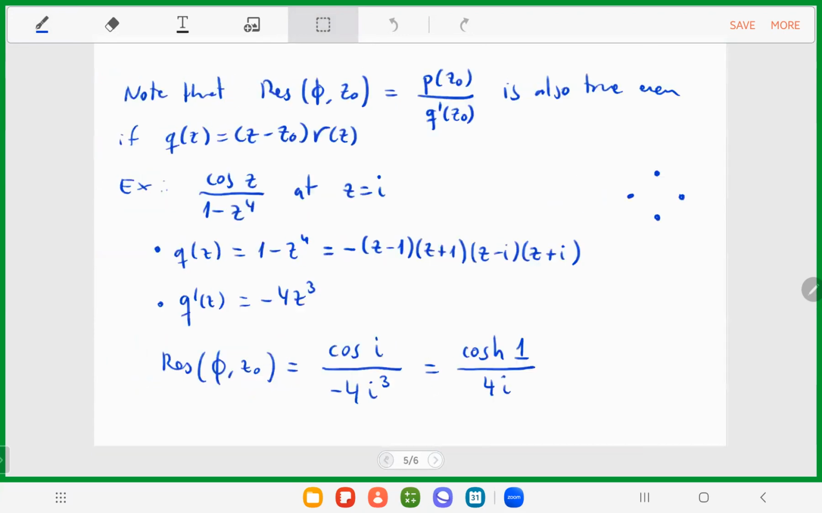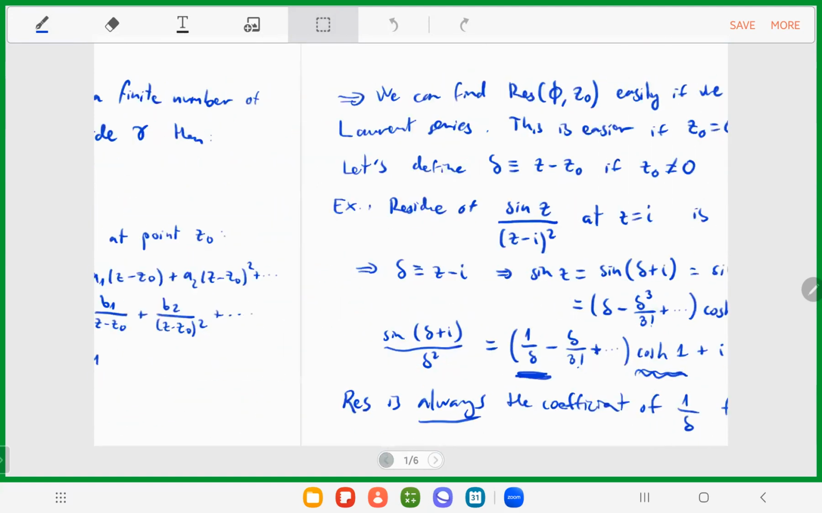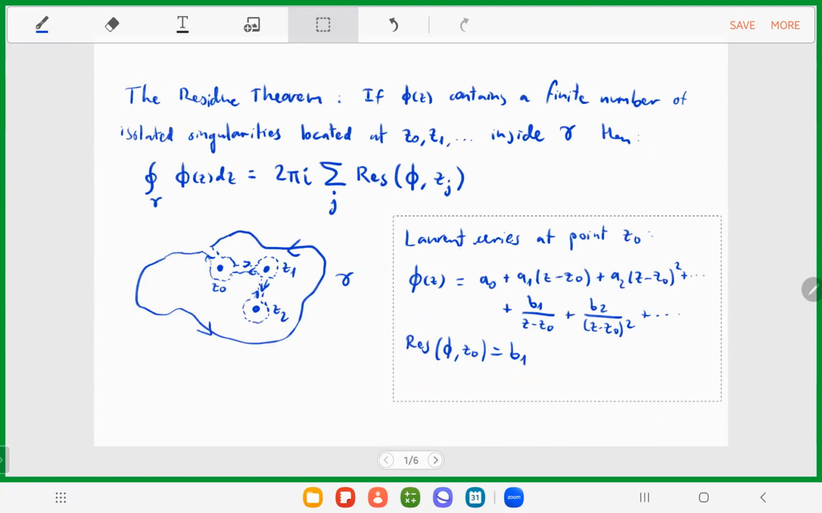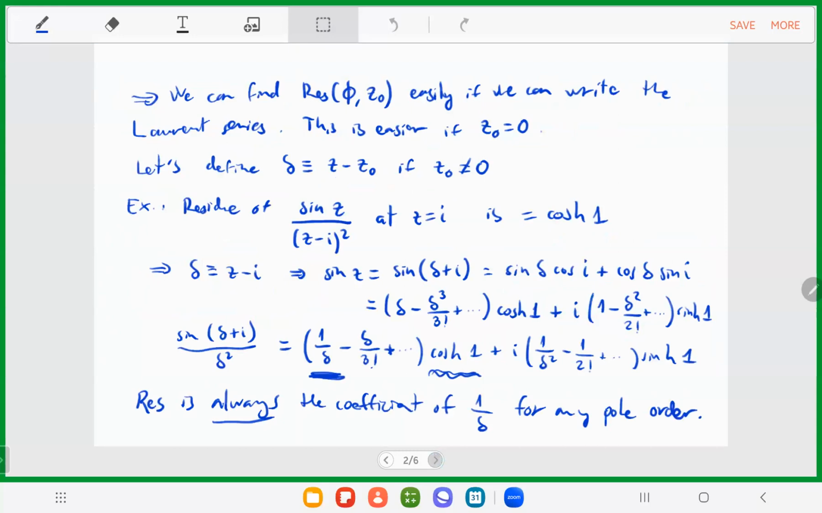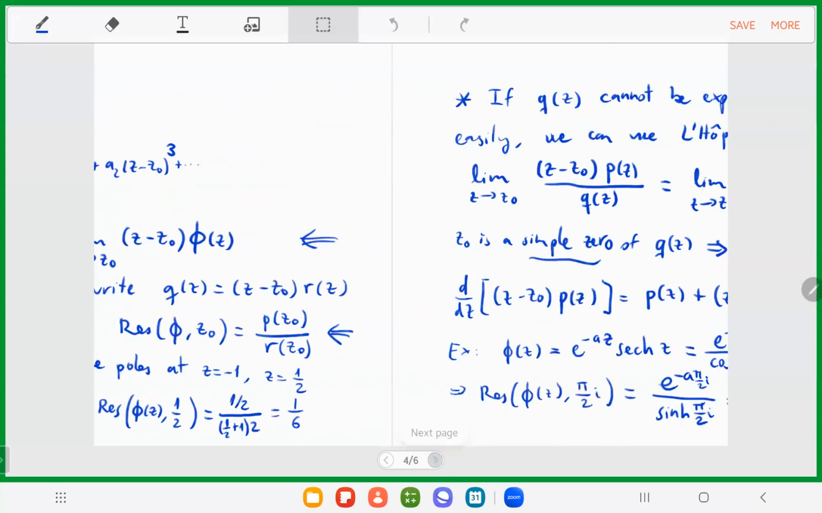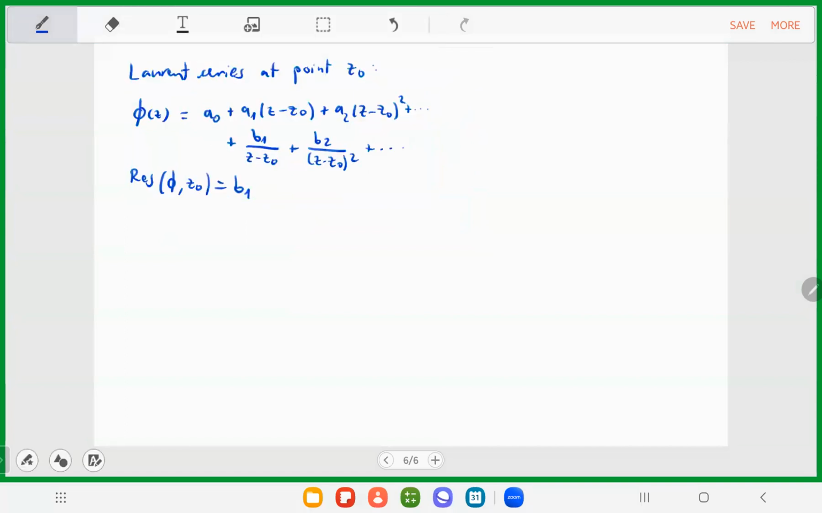Let's take this Laurent series again and see what happens. So remember, we always want the coefficient B1. Now, if the function has a singularity that is not a simple pole, but a pole of higher order, then you will notice that there will be more terms here that are not 0. In that case, what we were doing for the simple pole doesn't really work very well.